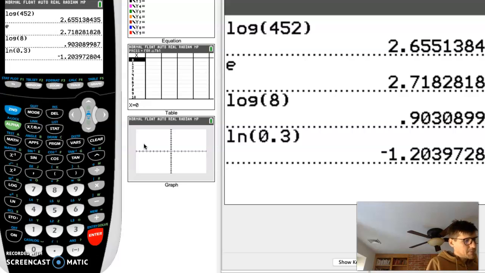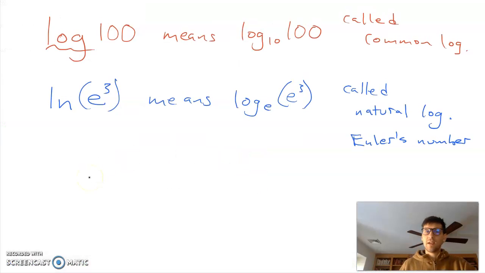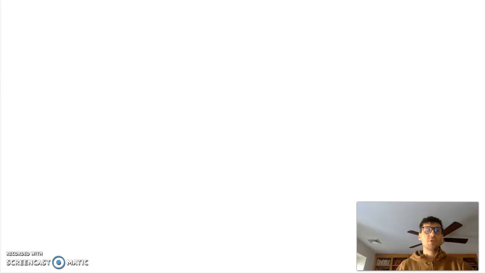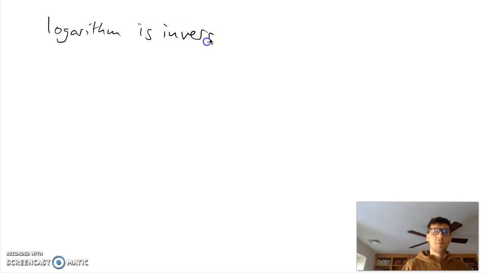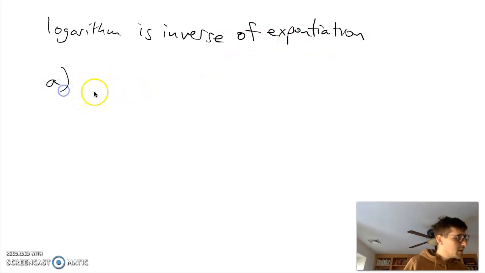What I'd like to show you as the last thing here today, again keeping it short, is how to use a logarithm as an inverse operation in the same way you would use subtraction to undo addition, for instance. So let me give you an example here, because a logarithm is the inverse of exponentiation, just like subtraction is the inverse of addition.